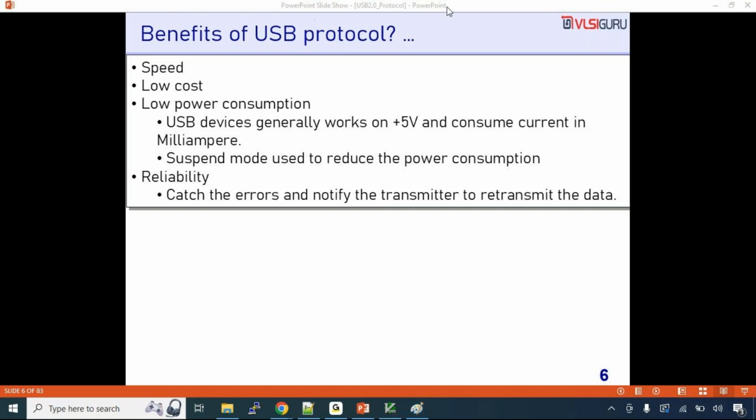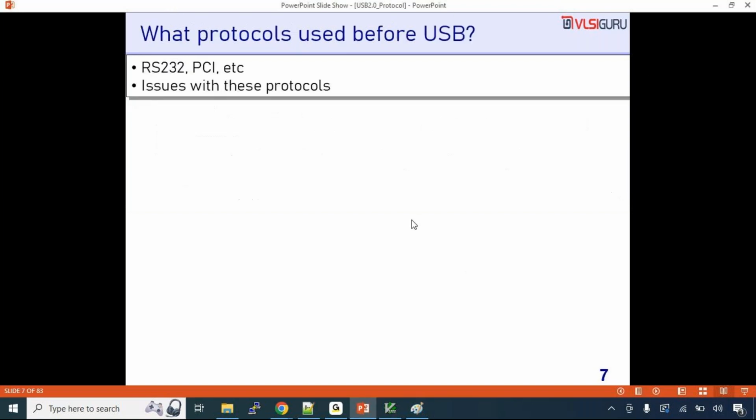Okay, so let us move on to the next slide. What are the protocols that were used before USB? See, USB came into the picture only around the late 1990s. Before that, what was there? RS-232 was there, PCI was there. If anyone has used the systems at that time, there was no USB in the late 1990s actually. Only around the 2000 time frame USB got invented. So before that we used to use RS-232 and PCI kind of protocols to connect.